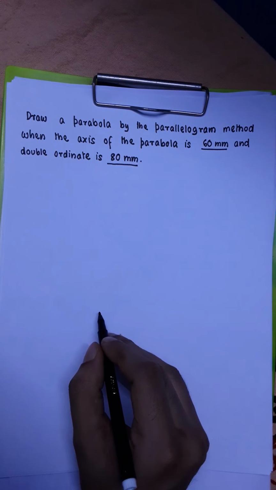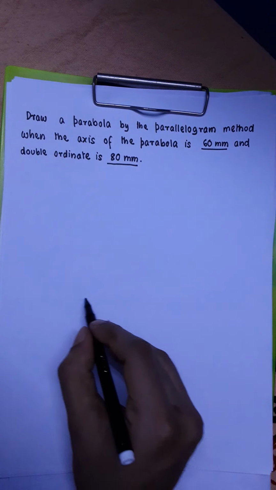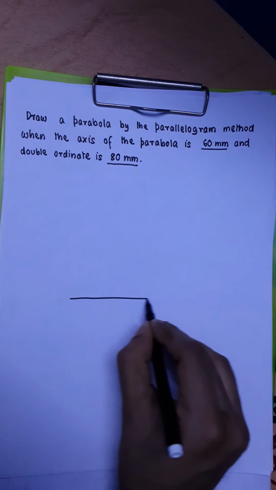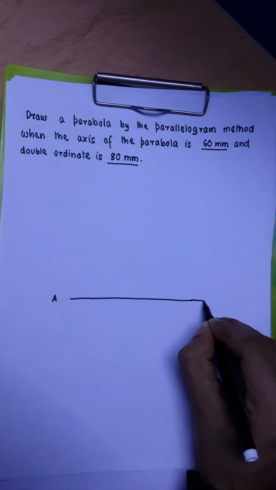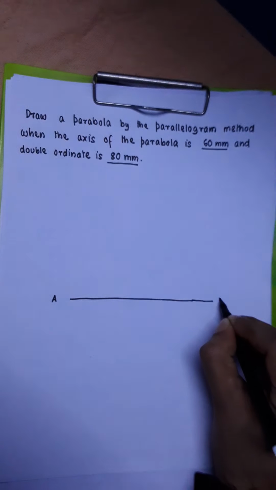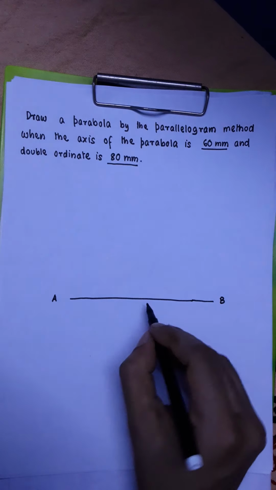So, first you have to draw the double ordinate which is 80 millimeter according to the given question. So, first I am starting by drawing the double ordinate. This is an 80 millimeter long line which we are calling the double ordinate, and we are naming the two ends of the double ordinate as A and B.